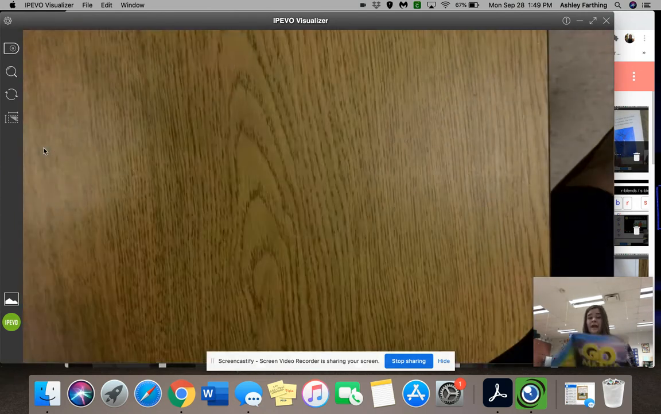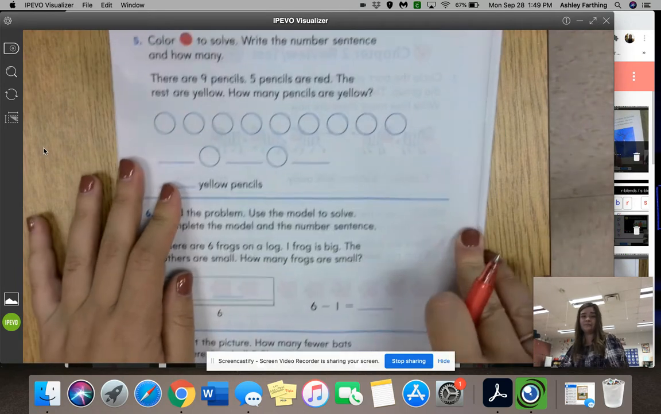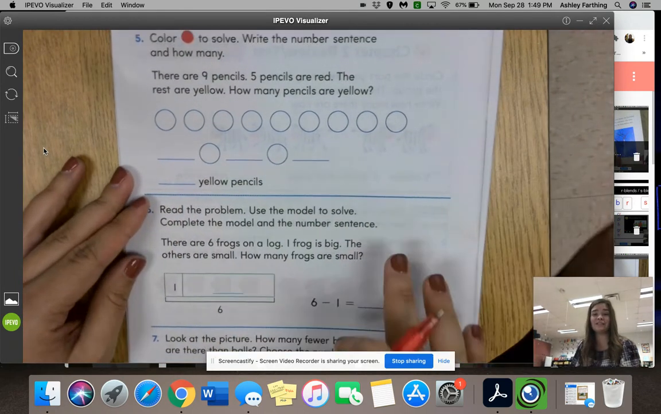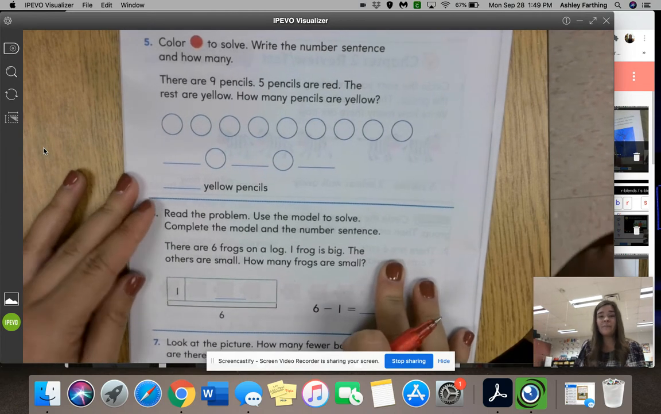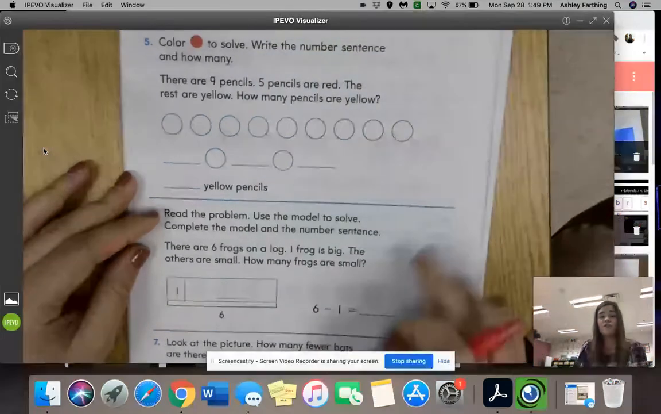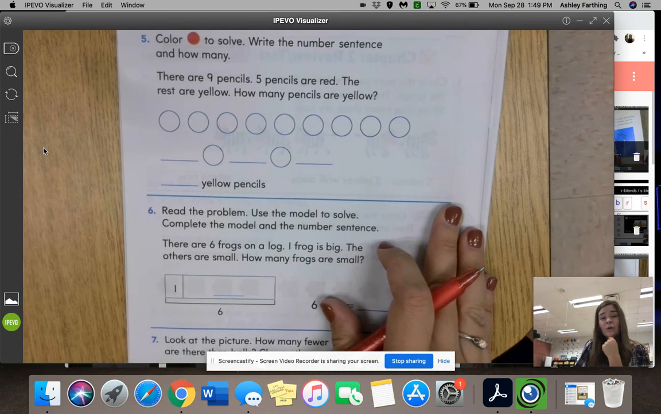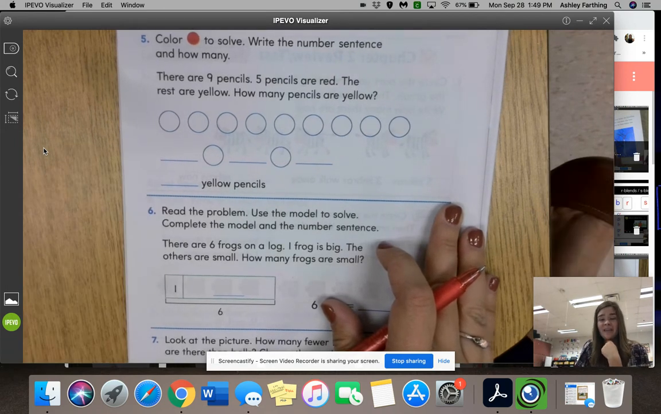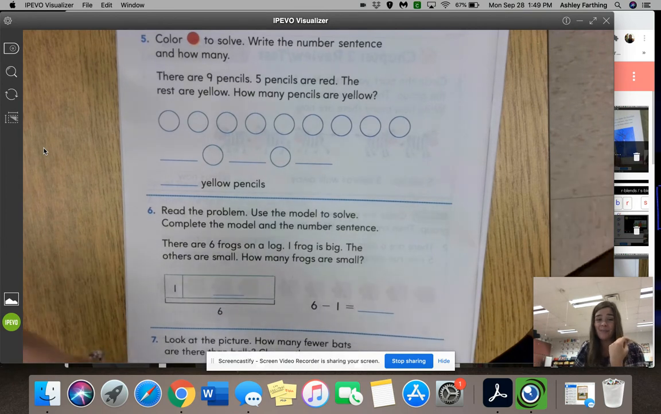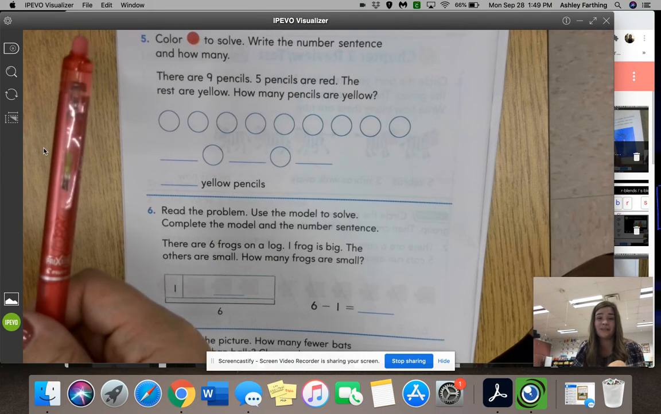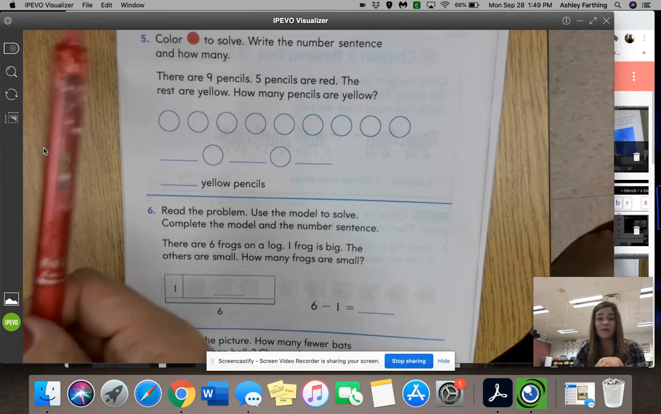Your next page should look like this. There are 9 pencils. 5 pencils are red. The rest are yellow. We're going to color them in. Now, I have a red pen, but you probably have a pencil. But guess what? You can do this with your pencil because we only need to color in the red ones.